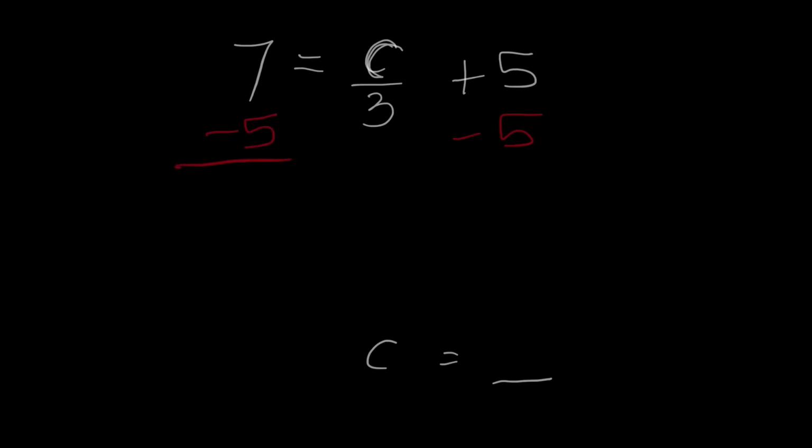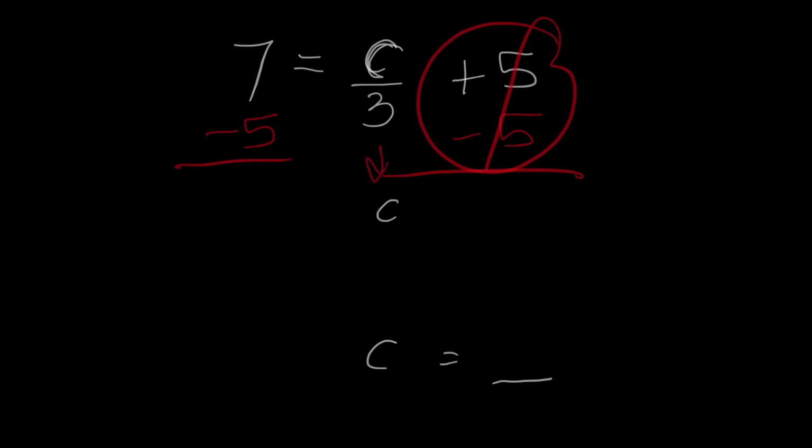For our third example, let's consider some division and if our variable is on the other side. So here we have 7 equals c divided by 3 plus 5, and we're looking for the value of c. First, we're going to deal with the 5 and do the inverse by subtracting it. I went ahead and did it on both sides, and it zeroes out on the right.